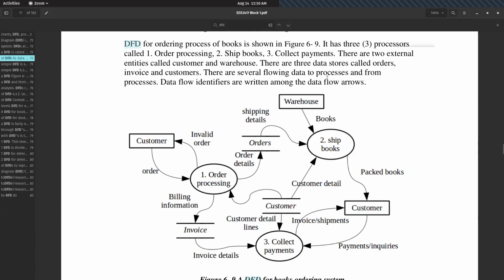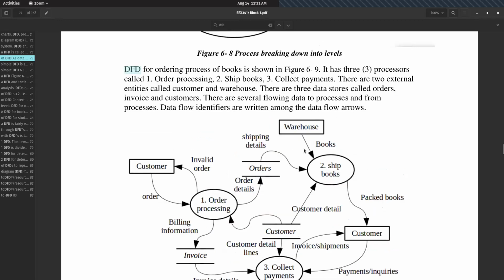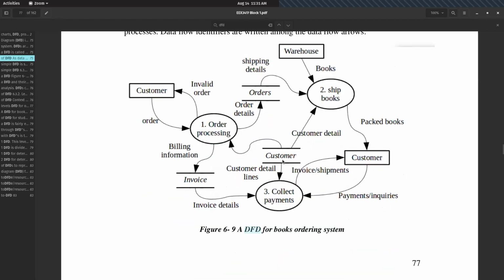Yes, level 1. Only one student chatted. Yes, order processing, level 1 actually. This diagram is level 1. Level 0 is the context diagram, and then 1, 2, 3, we call it a level 1 diagram. Please talk also, at least one, okay? Otherwise it is lazy for me also.